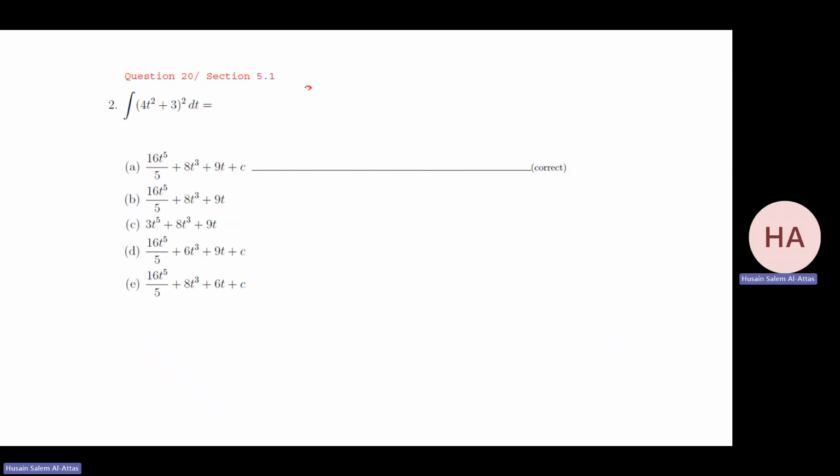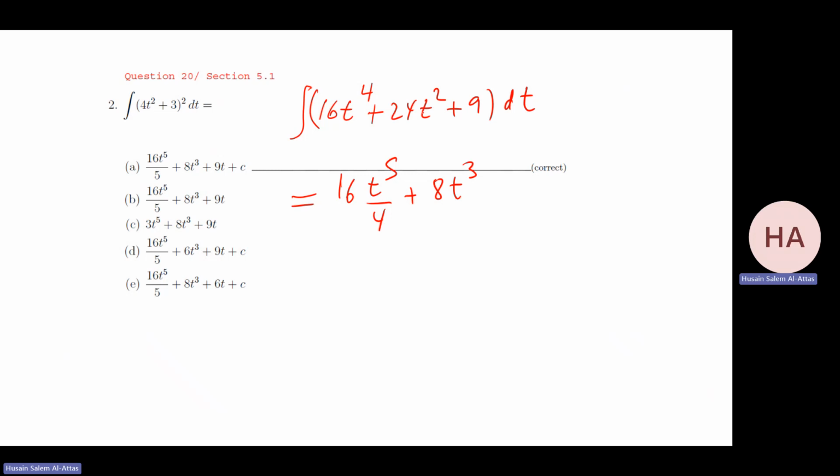Open the parentheses first. I'm getting what? 16 t to the power 4. Okay. 3 times 4 t squared times 2 plus 24 t squared plus 9 dt. Integrate. That give me what? 16 t to the power 5 over 5 plus 8t cubed, 24t squared, plus 9t plus c, which is this one.